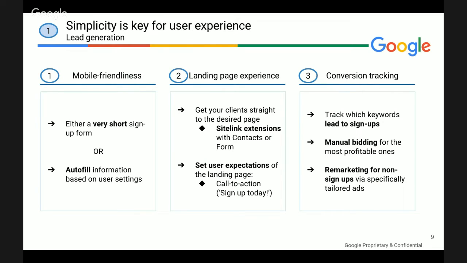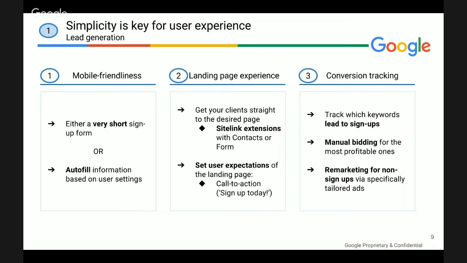The second one is landing page experience, and this can be achieved through site link extensions and call to actions. Site link extensions, they give you a chance to direct a customer straight to either a lead form or to the specific section of your website where you want the customer to end up. Call to actions, on the other hand, they allow you to set user expectations on what they can expect when they reach your website.